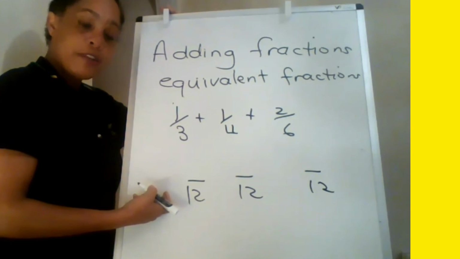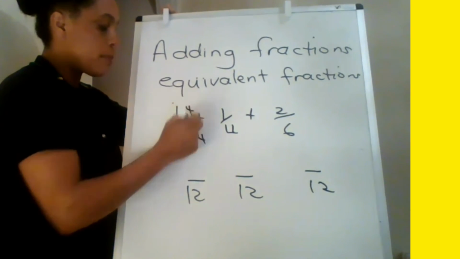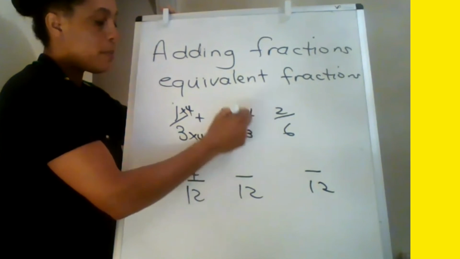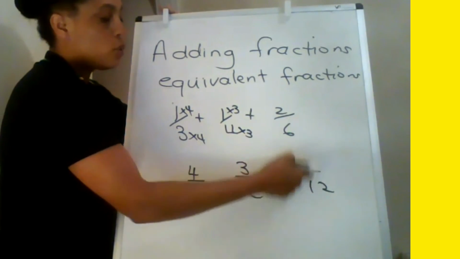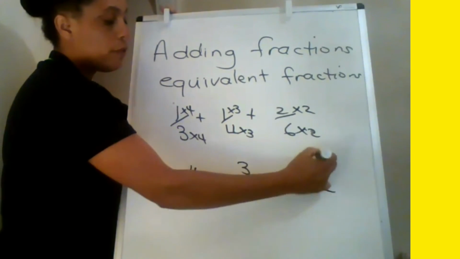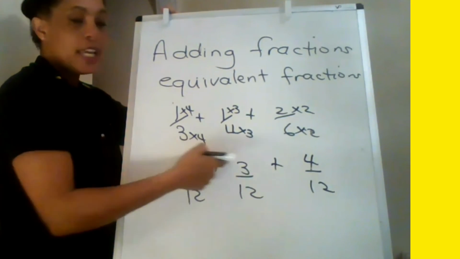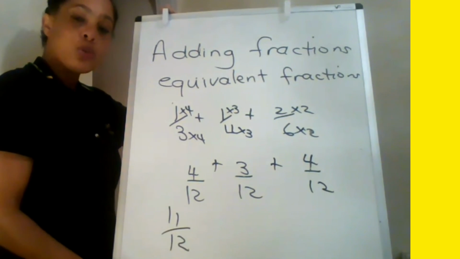Now we're going to do equivalent fractions. 3 to 12, times by 4, so I times the top by 4. That gives us 4. 4 to 12, times that by 3, times the top by 3, so that gives us 3. 6 to 12, times that by 2, times the top by 2, so that gives us 4. Now we can add 4 and 4, 8, 8 and 3 is 11, so our answer is 11 out of 12.